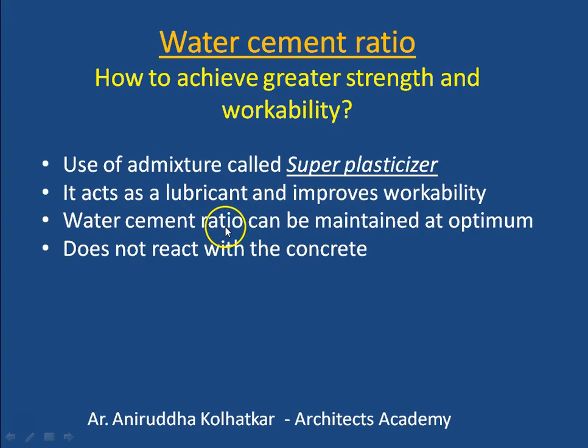So this is the paradox, that how do we achieve the greater strength but at the same time maintain the workability of the concrete. To overcome this problem, the solution is to use an admixture called a superplasticizer. This superplasticizer is nothing but a chemical which is added to the concrete, which gives it certain properties. So what are the properties which are given by the superplasticizer? The superplasticizer acts as a lubricant and improves the workability of concrete, which means that it allows the concrete to flow very easily into the formwork and surround the reinforcement properly.